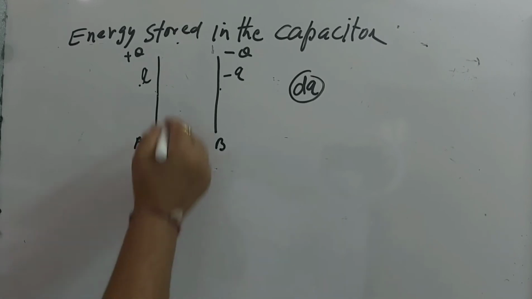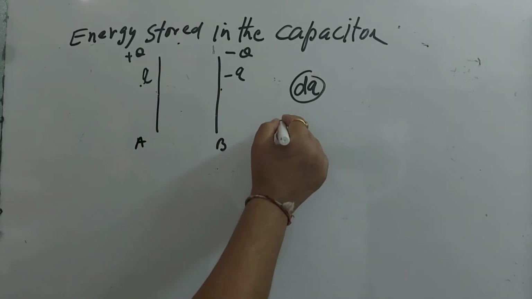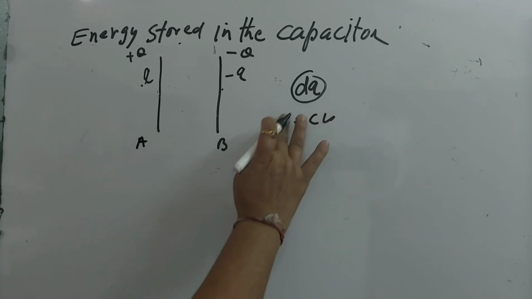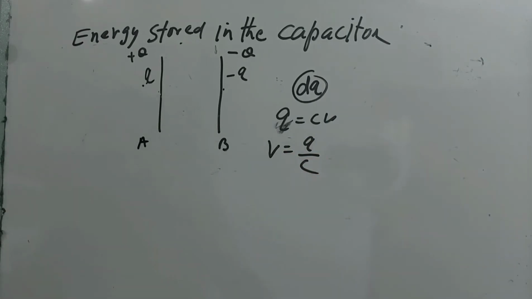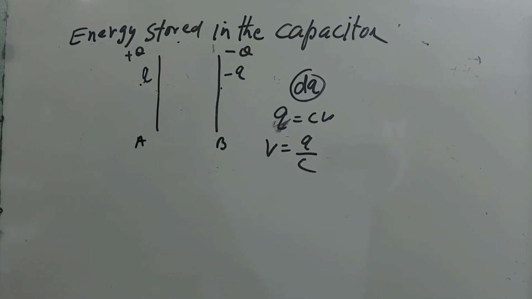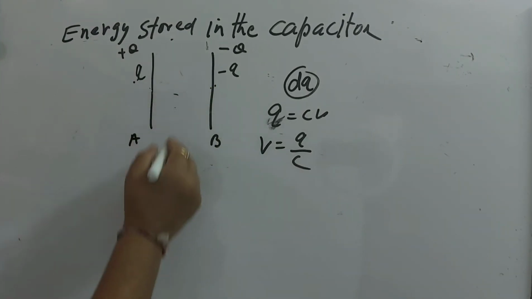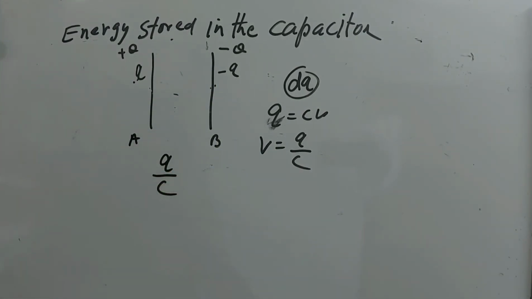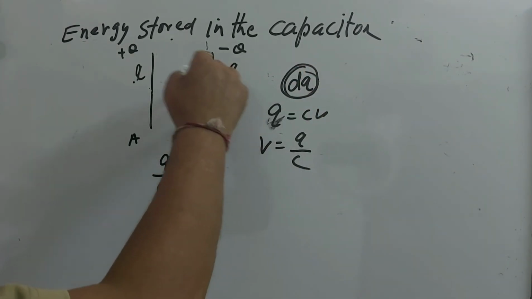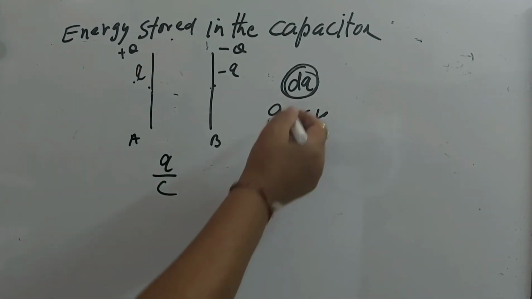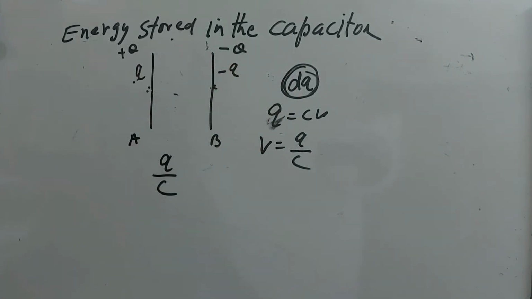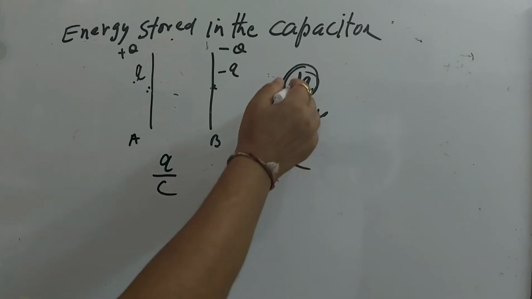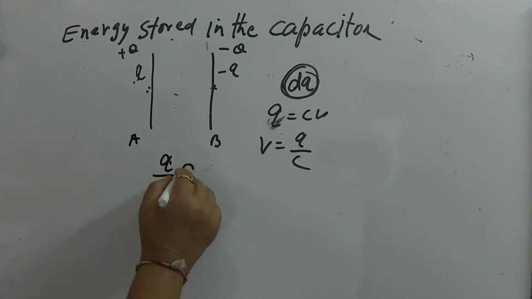At that stage, the potential difference between these two plates, using the expression q equal to cv, where this is small q, will be v equal to q by c. Now further installments of charge dq will be transferred from this plate to this plate. In taking this charge from this plate and sending it to this plate, we have to do some work. That work will be equal to this potential difference into dq.